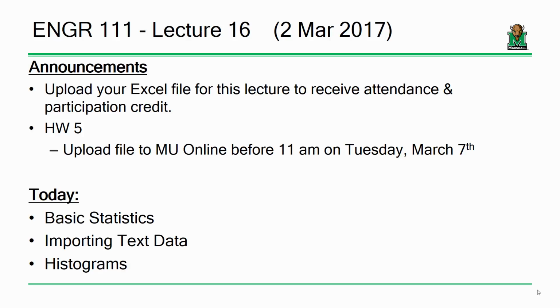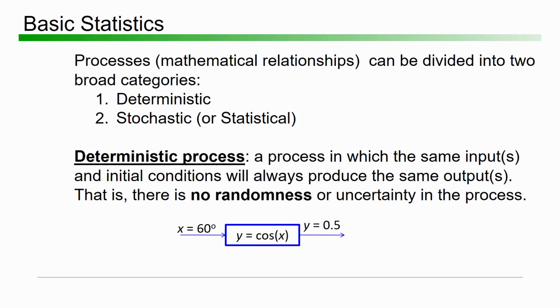In today's class, what we're going to be discussing is just some general information about statistics, which engineers use a lot and is really important. We're going to be briefly identifying how you can import text data into Microsoft Excel, and then talking about and generating a histogram. So just to lay the groundwork for statistics, we need to draw a contrast between two different types of processes and numbers, deterministic and stochastic.